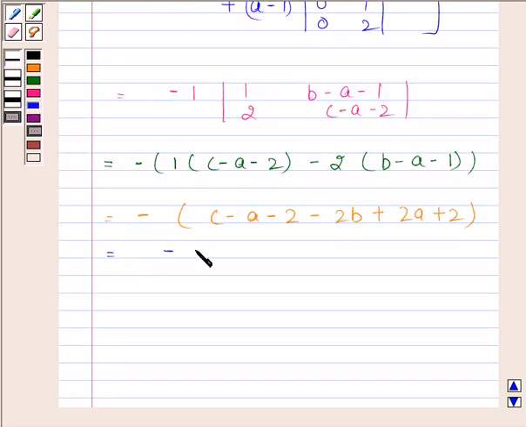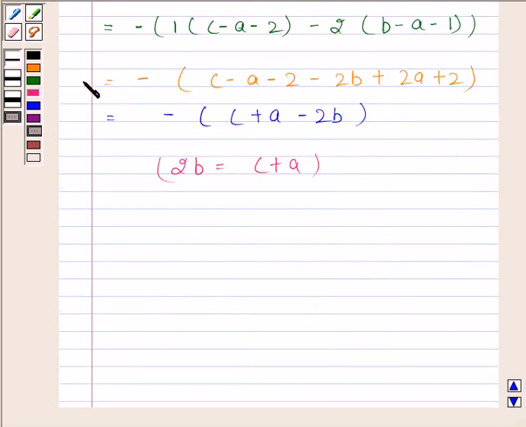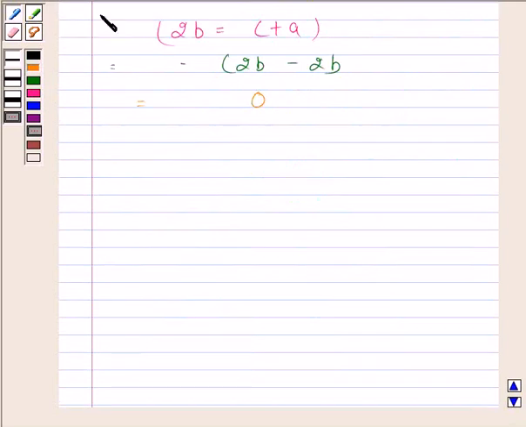This is equal to minus into c plus a minus 2b. We know that 2b is equal to c plus a. So by substituting 2b in place of c plus a, we get 2b minus 2b. This is equal to 0. And this is equal to the right hand side. So we have proved that the left hand side is equal to the right hand side. So this completes the session.